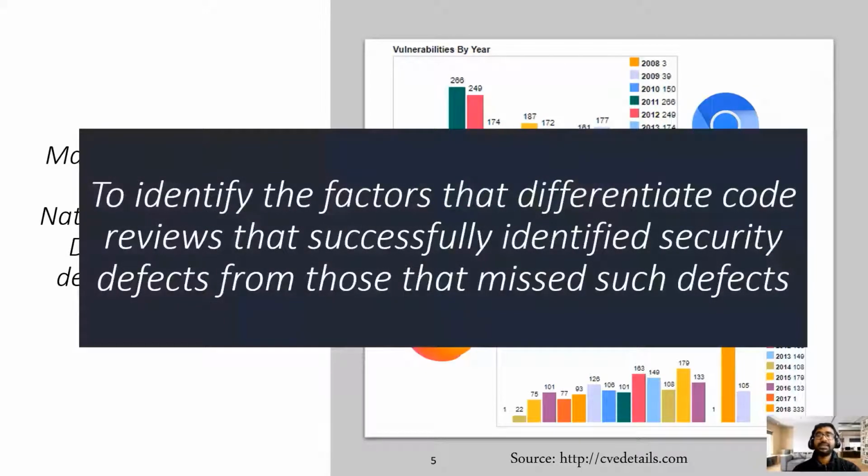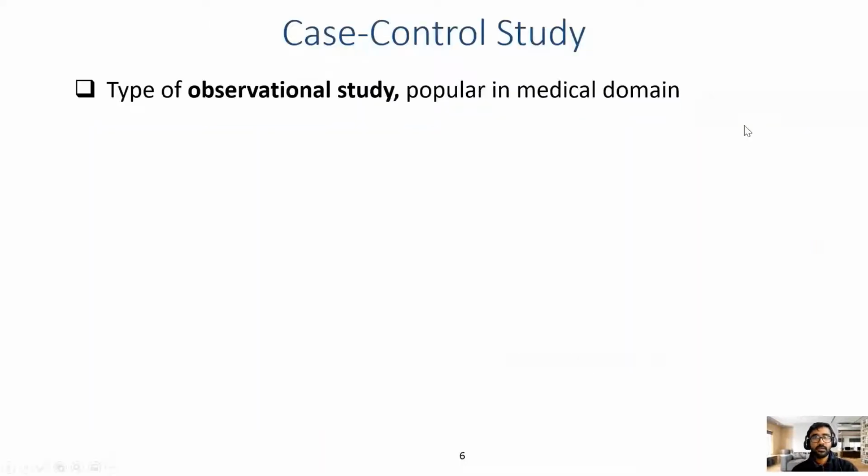Therefore, the main objective of this study is to identify the factors that differentiate between code reviews that successfully identify security defects and the code reviews that missed such security defects. With this goal, we conducted a case control study of the Chromium OS project.